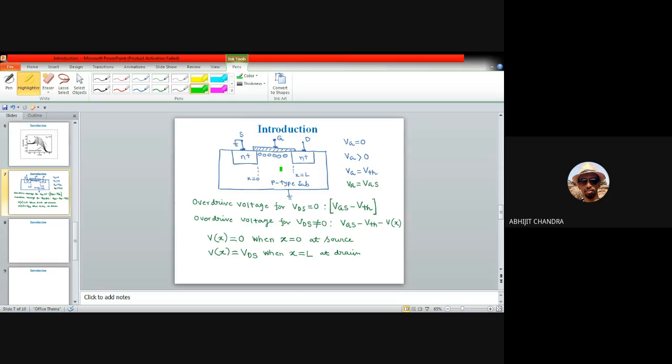Now, another thing you must remember is that in order to ensure that the channel is inverted, or rather the channel is created, the condition that you have to maintain is that at every point along the channel, the overdrive voltage must be higher than the threshold voltage. It should be higher than the threshold voltage, otherwise the channel cannot be created.